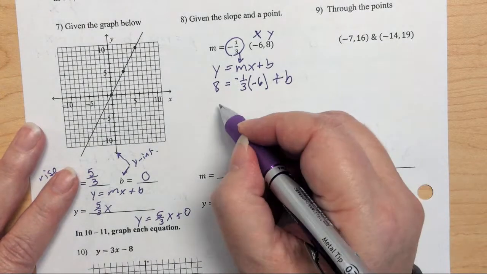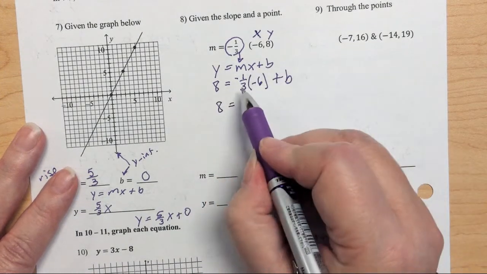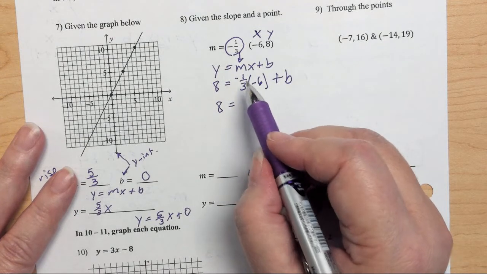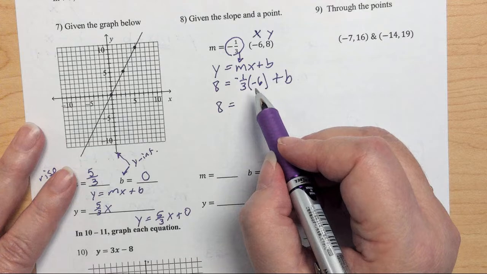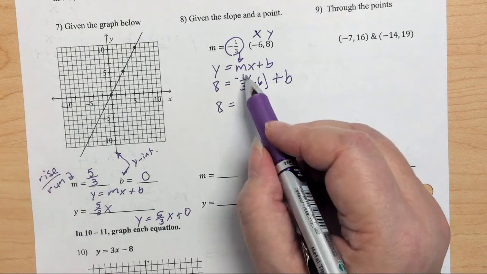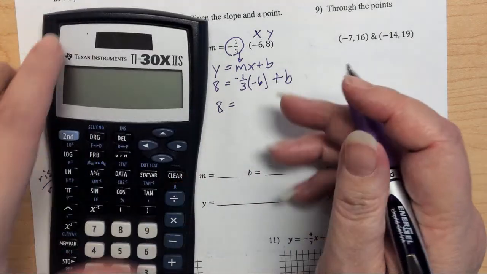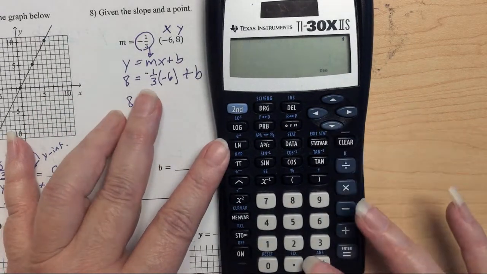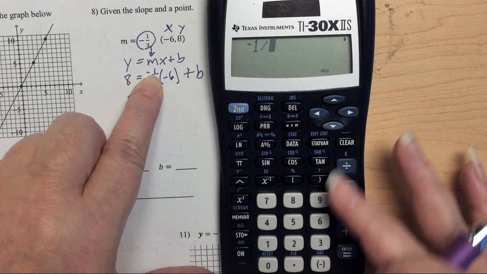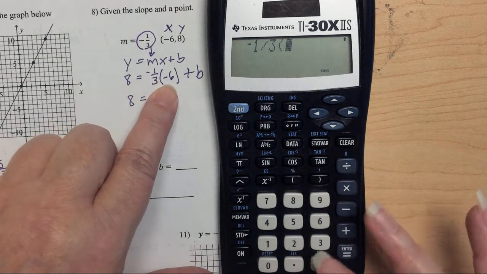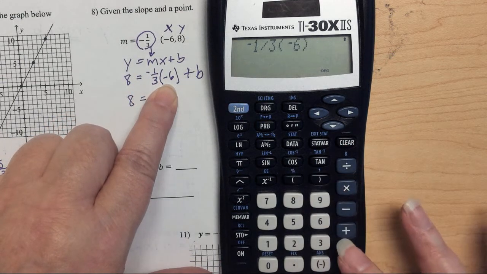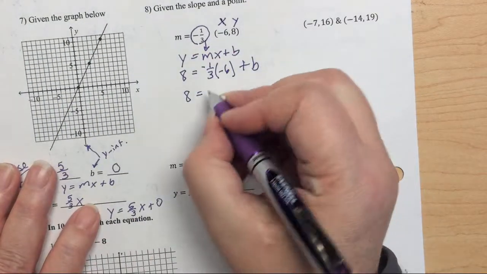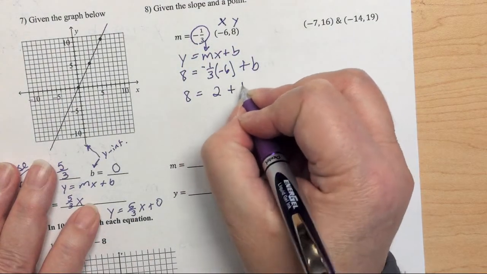Then you're going to bring your 8 down. So we have -1/3 times your -6. Negative and negatives are positive. And then we have 1/3 times 6 is 2. Again, in your calculator, you would go -1 divided by 3, parenthesis, -6, parenthesis. That gives you that 2, plus b.